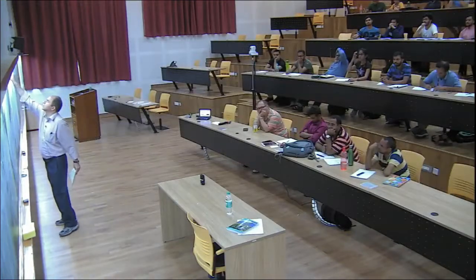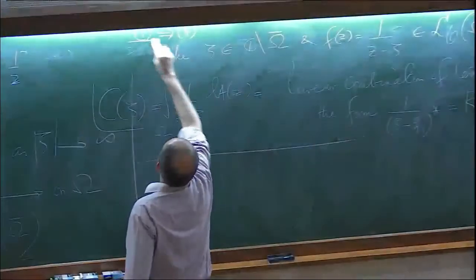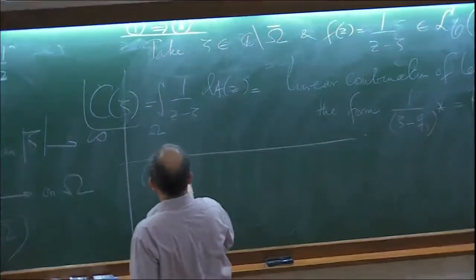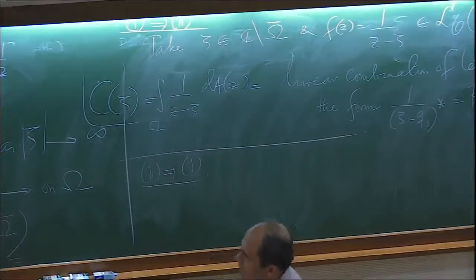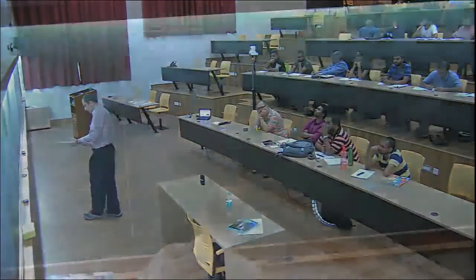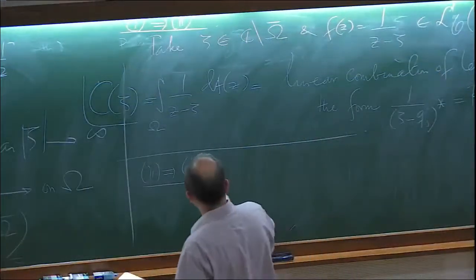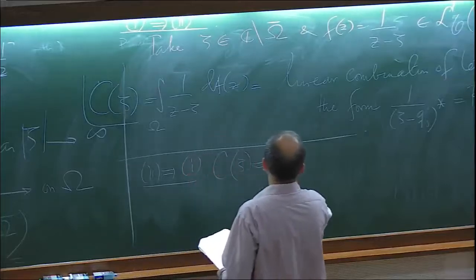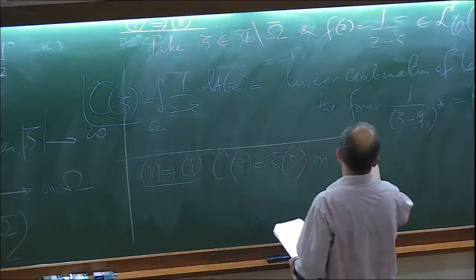Okay. Let's just show that 1 and 2 are equivalent, and then we'll worry about 3. So this is 1 implies 2. Implies 1. Assume that your Cauchy transform agrees with a rational function outside your domain.